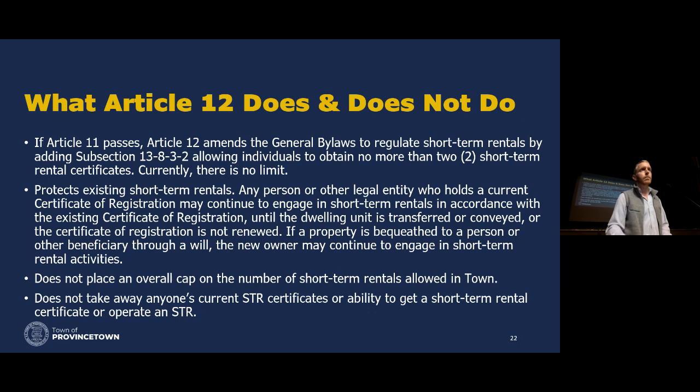If these articles pass, when do they take effect? Immediately? No. All bylaws have to go to the Attorney General's office for approval. The AG would have to officially approve the language in the bylaw. Sometimes it takes up to 90 days, could take up to 6 months. And so it typically isn't effective immediately.